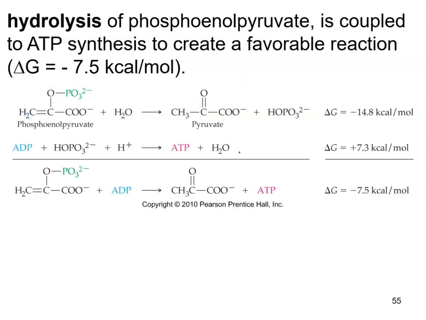Because if we add these two reactions together, we're going to cancel out, on either side of those arrows, the components that are shared, and we actually can get the phosphoenol pyruvate plus ADP, plus the pyruvate and the ATP, and that's going to give us an overall negative delta G value. So this overall coupled reaction will be favorable.